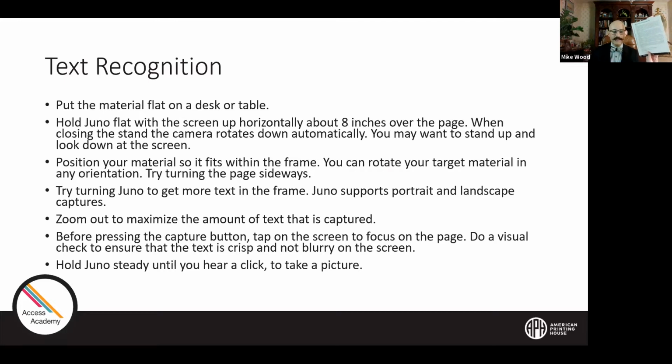from a teacher, you might want to hold the Juno, flip it sideways. Instead of holding it horizontally, flip it vertically, and then that will allow you to capture that entire 8.5 by 11 sheet, and the Juno software will automatically switch. So if you're doing it portrait or landscape, it'll know which way to view it or read it when you go to the OCR. Zoom out to maximize the amount of text that is captured.